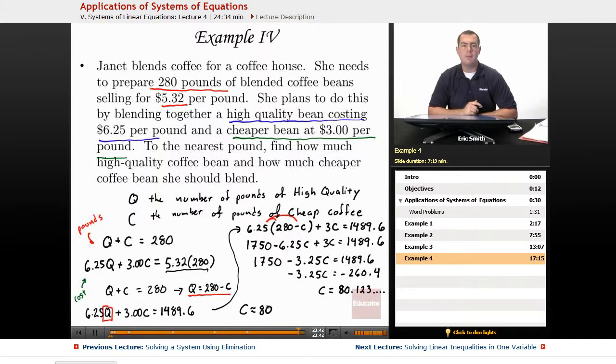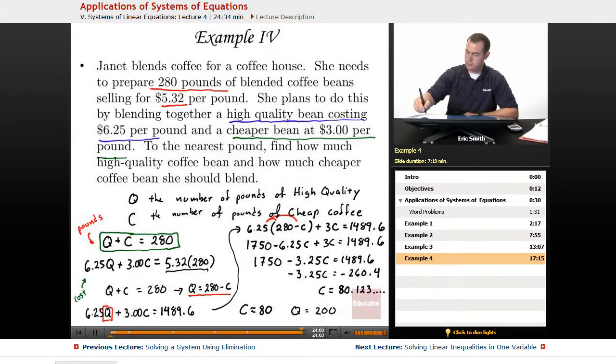Now, once I know how many pounds the cheaper coffee will need, we can quickly go back to one of our originals and figure out how much of the high-quality coffee we need. Since I need the total poundage to be 280, and 80 of it will be the cheaper coffee, then I know that of the high-quality coffee, I will need 200 pounds. So our rounded solution is 80 pounds of cheap coffee and 200 pounds of high-quality coffee.